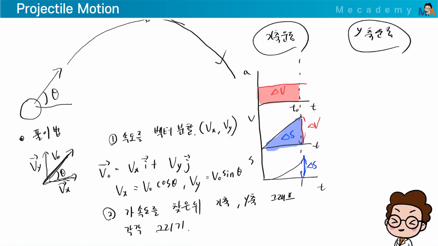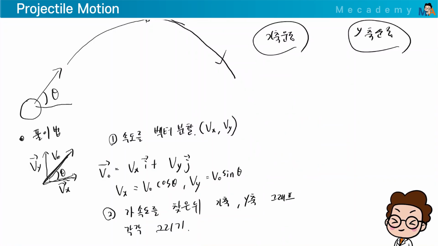Now, when a ball is thrown, how is it solved? I'll erase this and explain a bit. Now, if we draw each one, let's say we found v sub x and v sub y, then the value v sub x is v sub 0 cosine of theta, and v sub y is found as v sub 0 sine of theta. Then now we draw two graphs, the x-axis graph and the y-axis graph, like this.